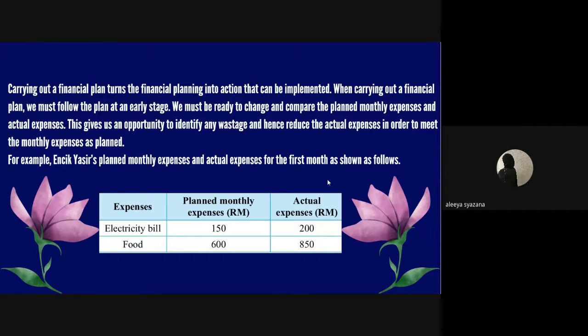Okay, now let's see the process of carrying out financial plan. Okay, you guys can refer to the textbook page 277. Carrying out financial plan turns the financial planning into action that can be implemented. When carrying out a financial plan, we must follow the plan at an early stage. We must be ready to change and compare the planned monthly expenses and actual expenses. This gives us an opportunity to identify any wastage and hence reduce the actual expenses in order to meet the monthly expenses as planned.